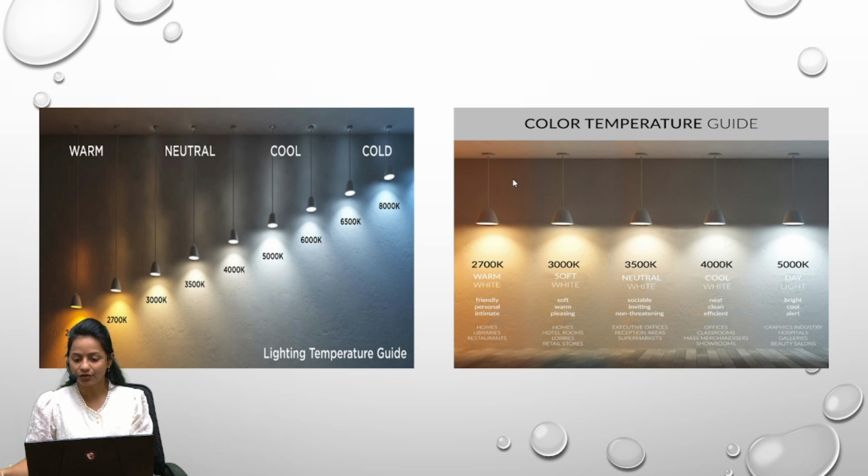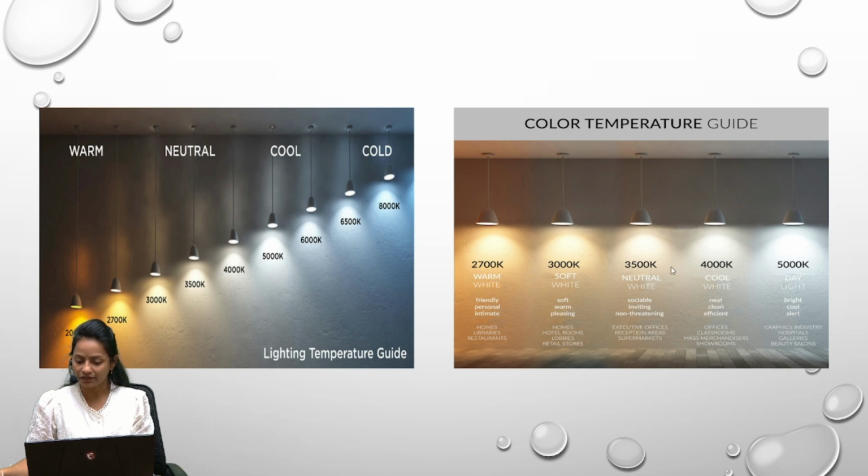Next, application of those temperatures. We don't use all kinds of lights in all kinds of projects. Normally, a light temperature of about 2700 Kelvin we can call a warm white, which is very friendly, and we can use it for homes, libraries and restaurants. Next one is 3000 Kelvin, which we call soft white, which gives a warm welcome. We can use it for hotel rooms, lobbies and retail stores.